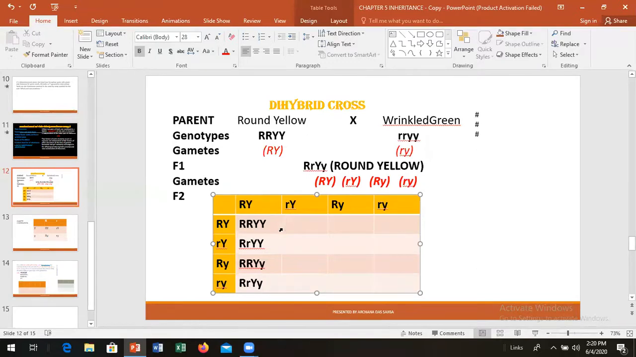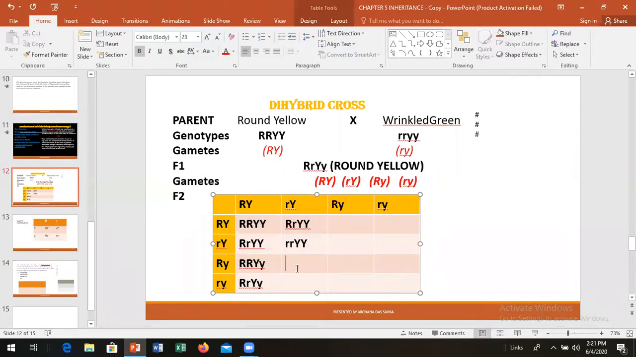Now we'll come to the fifth one. R, Y. Are you getting what I did here? Small r is coming from here, capital R is coming from here, then Y and Y. Now coming here, what will the sixth individual be? Please answer. Small r, small r, then capital Y, capital Y. Very good. So that way, the next one again.